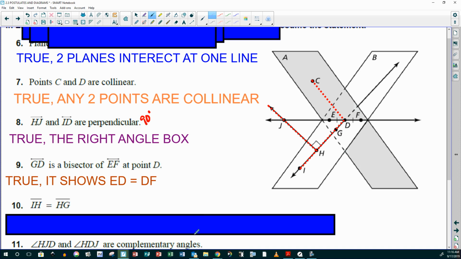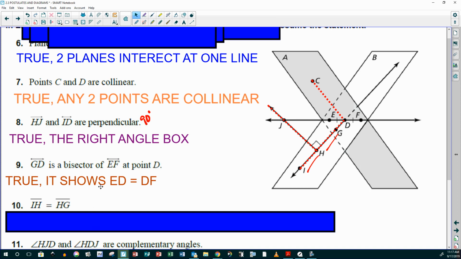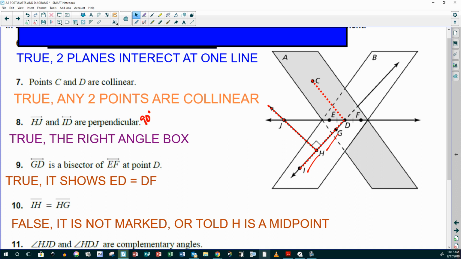So the next thing says IH is congruent to HG. So here is IH, here is HG. There are no marks in this picture showing me that those are equal. Do they look equal to my eyes? Yeah, they do, but they are not. I don't care how much they look equal, unless they tell you they're equal, they are not. So for number 10, I would say this is false. It's not marked or told. Just because it looks a certain way doesn't mean it's true. You can only use facts, definitions, and properties. You cannot use eyeball assumptions.